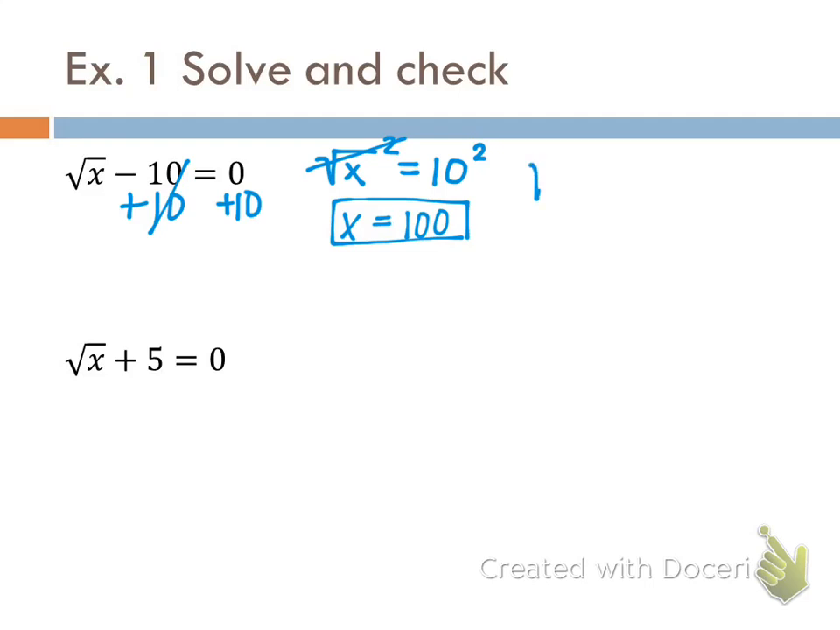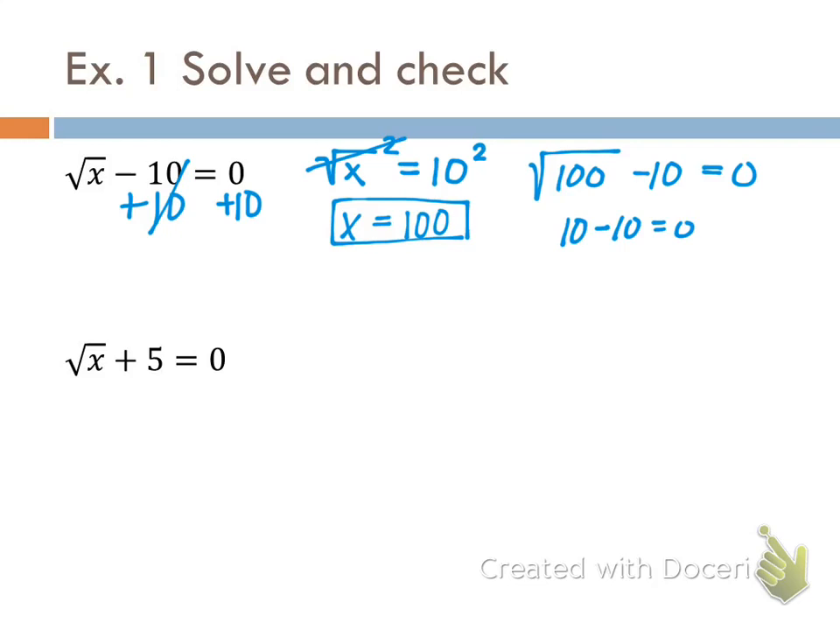So I'm going to do the square root of 100 minus 10 is equal to 0. What's the square root of 100? 10. 10 minus 10, does that equal 0? Yes. So I know that this solution is correct, x equals 100, and I can move on.